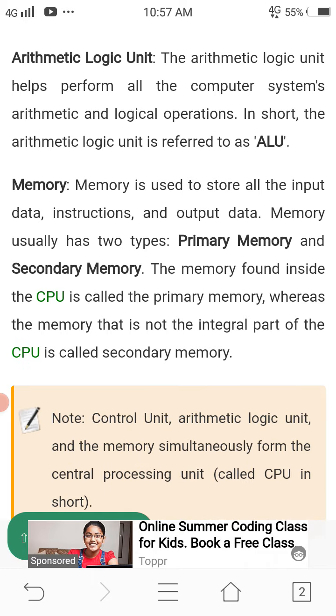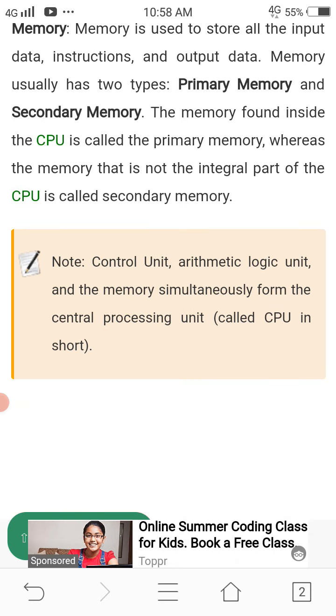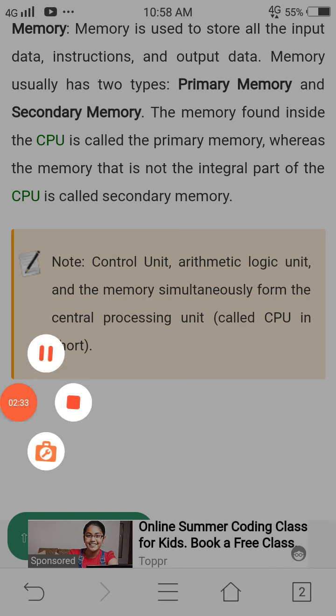The next component of the computer system is memory. As you know, memory is used to store all the inputs, data, instructions and output data. Basically we have two types of memory, which are primary memory and secondary memory. The memory found inside the CPU is called the primary memory, whereas the memory that is not an integral part of the CPU is called the secondary memory. Next term is CPU, or we can say processor. The CPU is the central processing unit, and it is the combination of the control unit, arithmetic and logical unit and the memory unit, which together form the central processing unit.